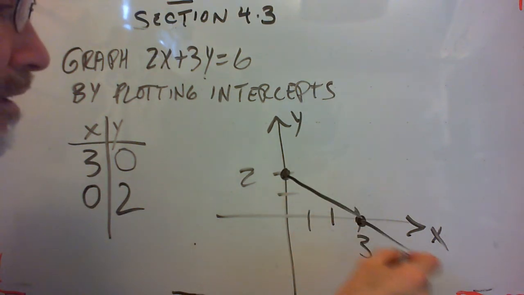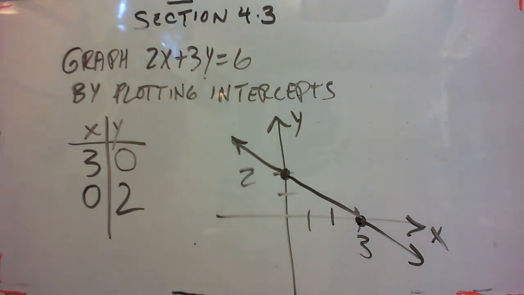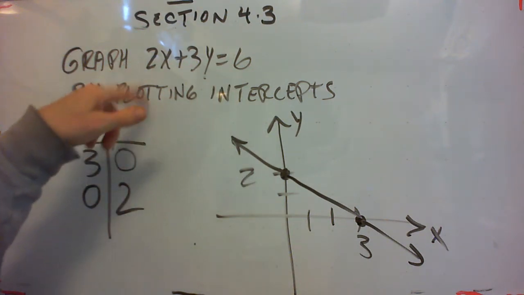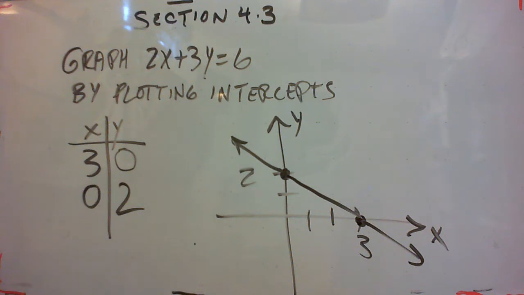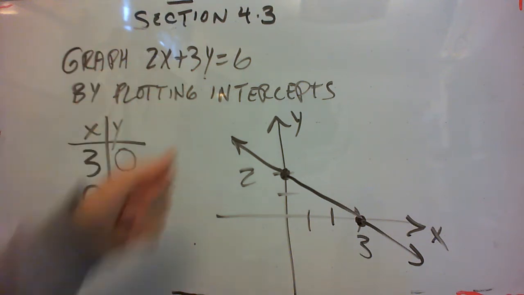We've got our graph. So for some equations, it's very easy to graph using the intercepts. Well, in this case, because we got nice whole numbers. But it's a lot easier than just plugging in x values and having to calculate the y value.